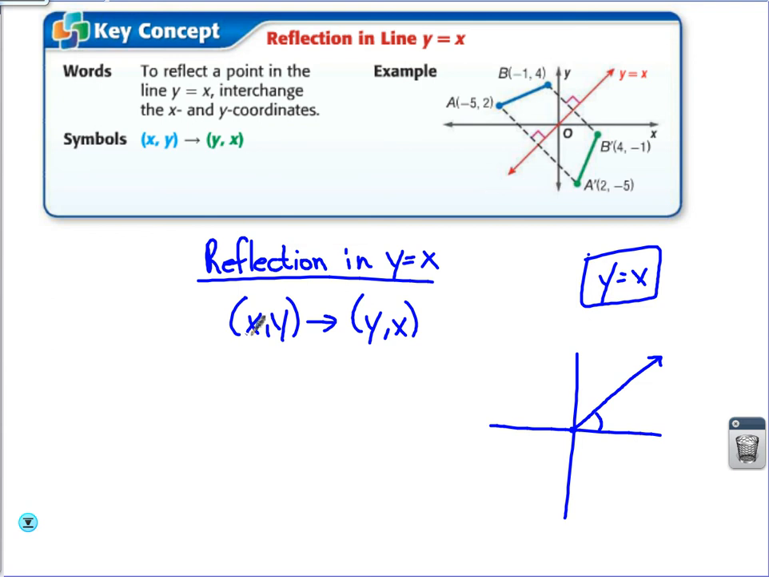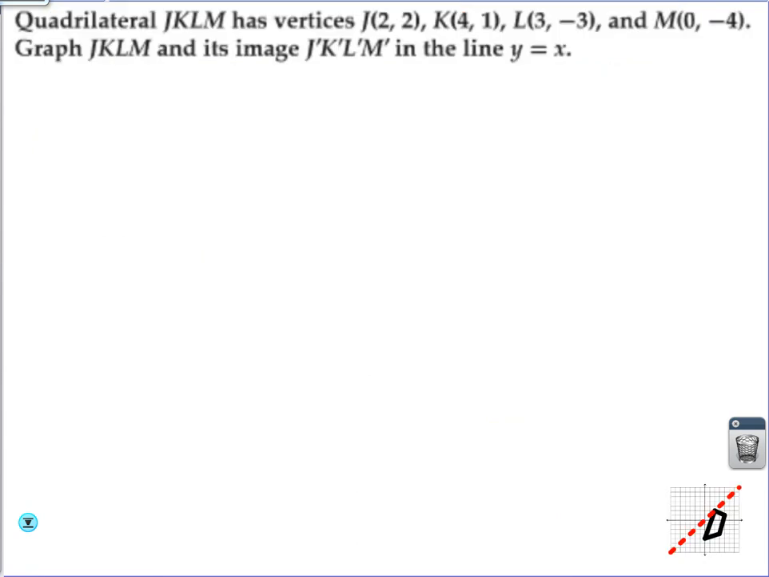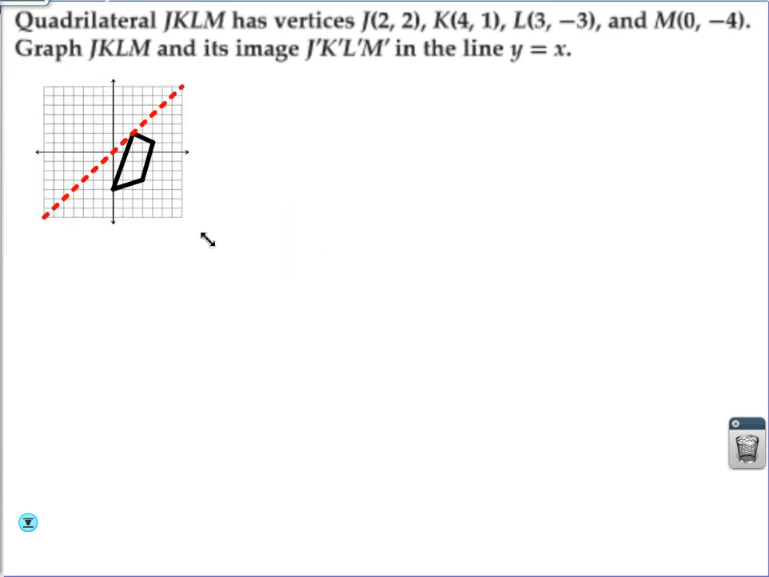Pretty much x and y turns into y and x. Negative 5, 2 turns into 2, negative 5. Negative 1, 4 turns into 4, negative 1. Let's do some more examples. You have quadrilateral JKLM, which again, I've already got graphed, makes it a whole lot quicker.